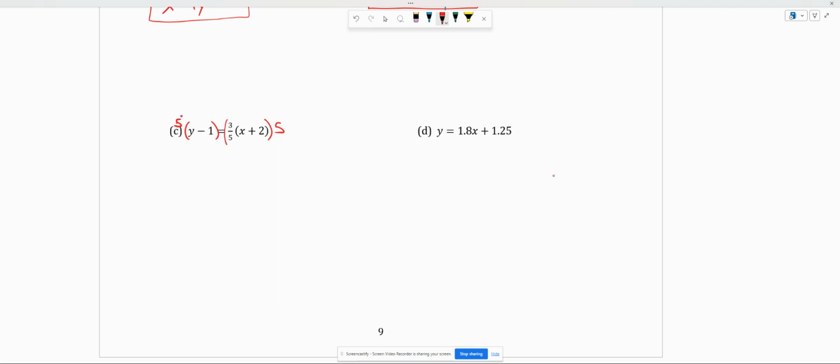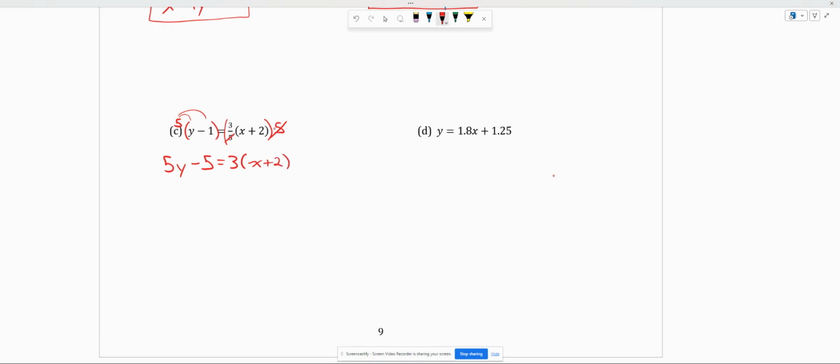When we do that, this 5 is going to multiply in here. So I'm going to get 5y minus 5. And then here, this 5 is going to cancel with this 5. This is why I suggested this. We don't need to multiply this fraction in. We can just use this now to cancel those 5s. And now I'm just left with 3 times x plus 2.